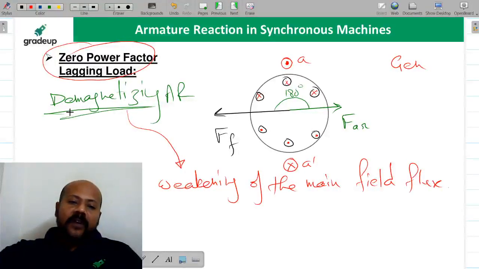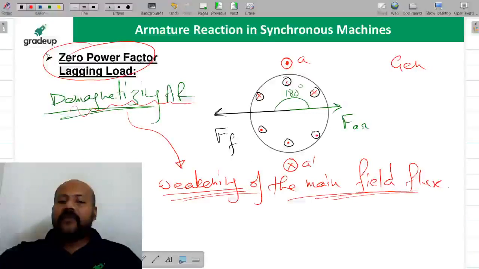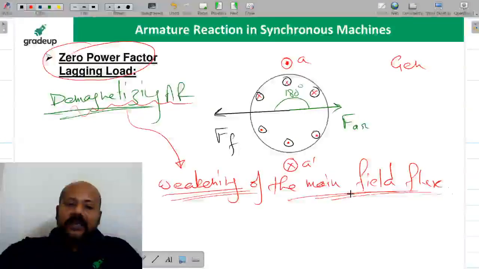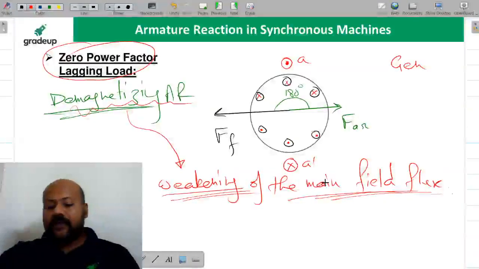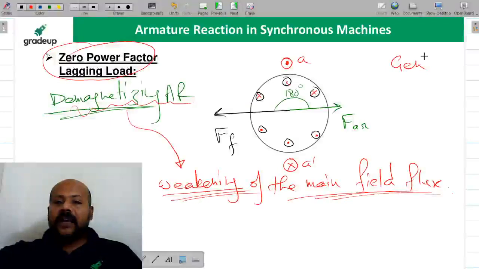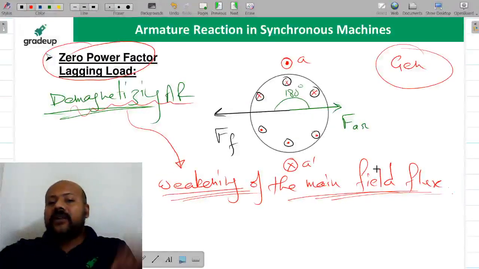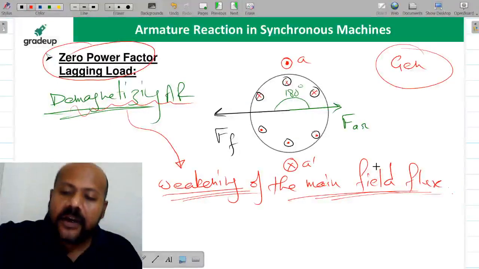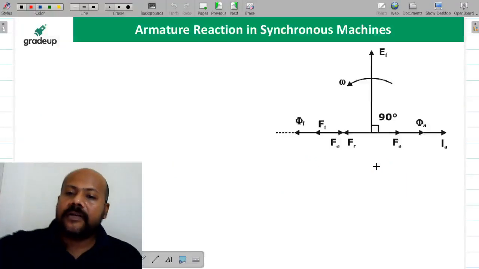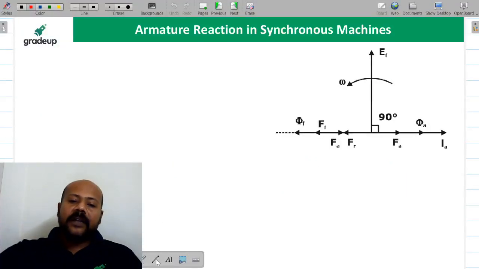Now, what is the effect of demagnetizing armature reaction? Demagnetizing armature reaction is nothing but the weakening of the main field flux. That is what we are calling as demagnetizing effect. And this we are saying for the generator. Now, let us see what is the case for motor. Let me write the case of motor here.